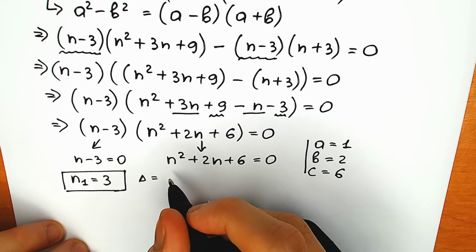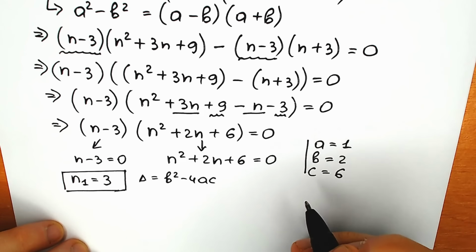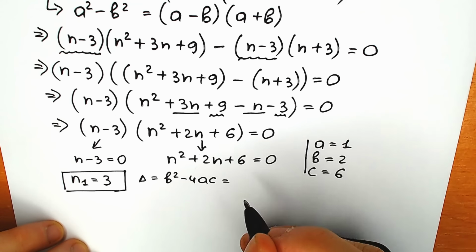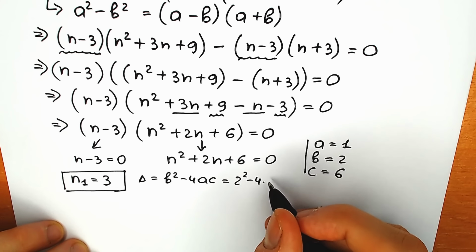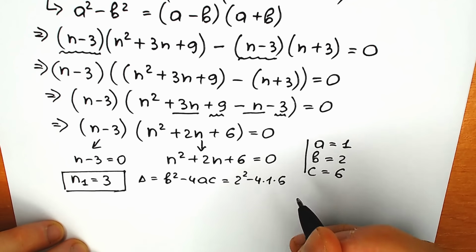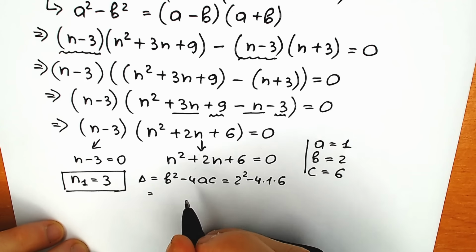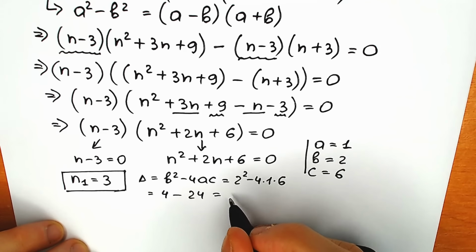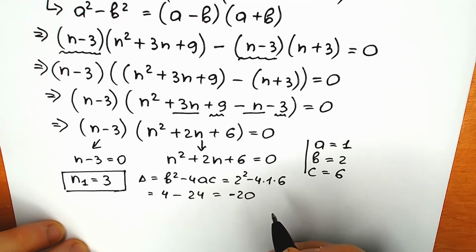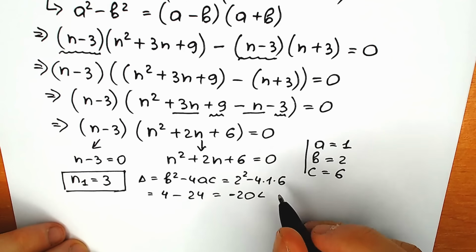So the discriminant is equal to b squared minus 4ac, and let's plug each of these elements into this spot. So we have b squared, 2 squared, minus 4 times a, which is 1, times c, which is 6. I just see that our discriminant is negative, but let's check it. So we have 4 minus 24. Yeah, our discriminant is equal to minus 20. So that's why we can see clearly that our discriminant is negative, less than 0.